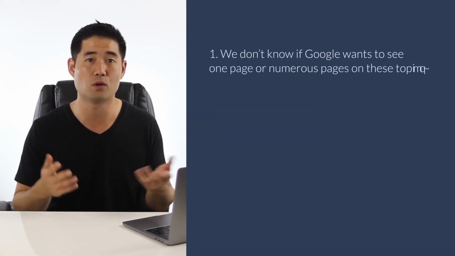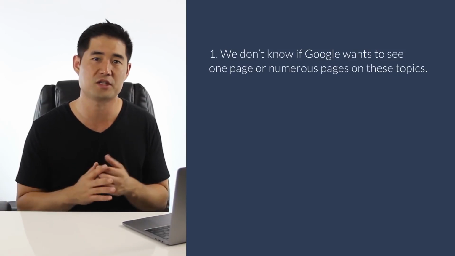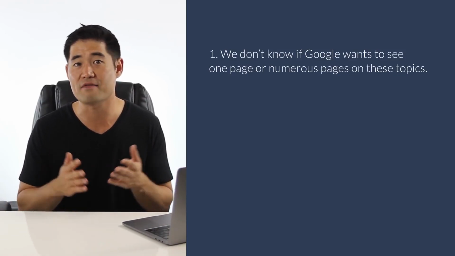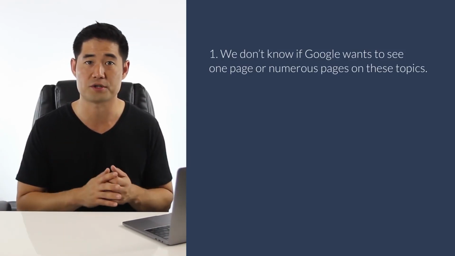From here, I'd probably write up my post, do some further on-page SEO, and promote the heck out of it. Seems pretty solid, right? But there are a few big problems and questions left unanswered. Number one, the idea seems great, but we don't know if Google wants to see one page or numerous pages on these topics, meaning we don't know if they're 100% related to a searcher's intent.